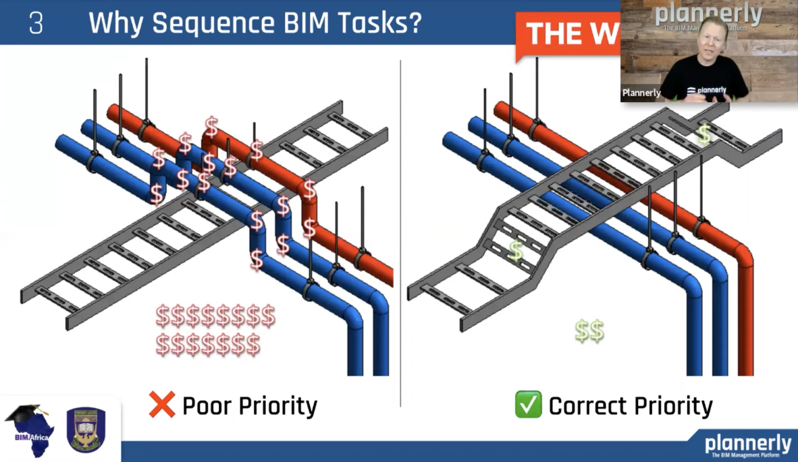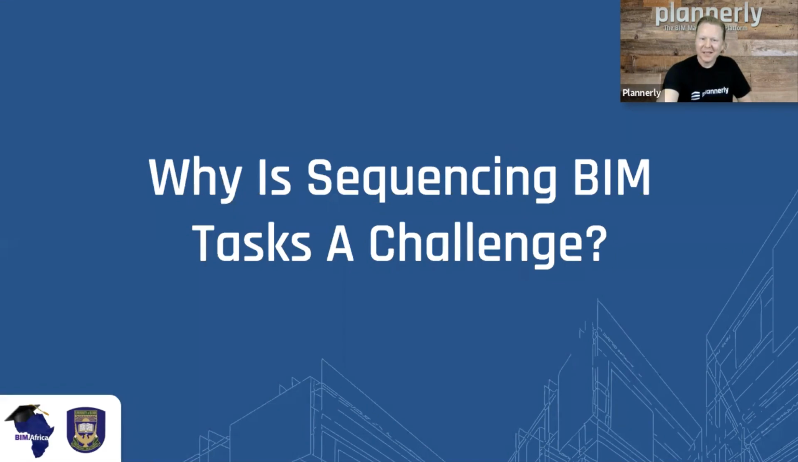Well, the first one is sequence. If we see on the left-hand side, we can see poorly prioritized, and it will cost us more money to route the pipe around the cable tray with more bends and more welds and more supports, versus on the right-hand side, if we have the correct priority structure, it will make it a lot cheaper and a lot quicker. So why is this a challenge? This should be obvious, that we should be able to do this and sequence those events.